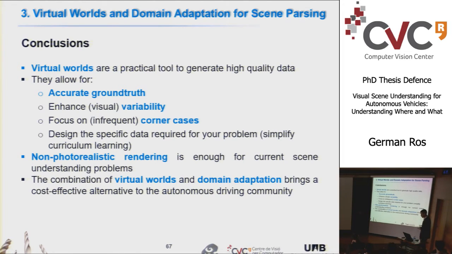Then I would like to highlight that for me, the combination of virtual worlds and simple and effective domain adaptation techniques are the winner of this fight, because it allows us to actually have a very cost-effective alternative to standard methods. So we just need to produce virtual images cheaply, and then we annotate a couple of images from the real world, combine those, use domain adaptation, and end up with a nice model performing well in the real environment.